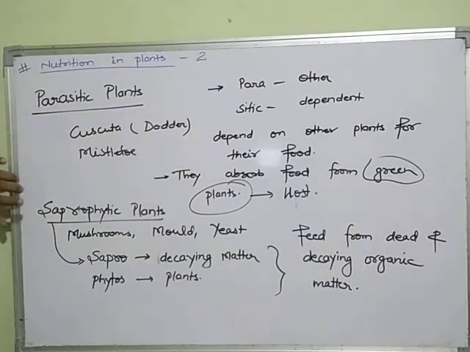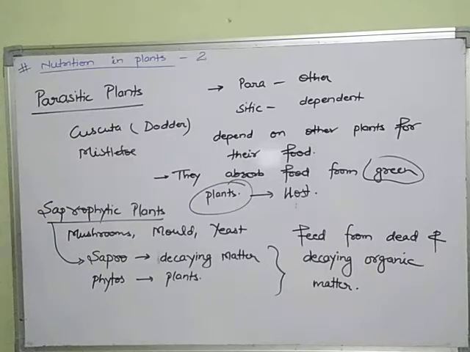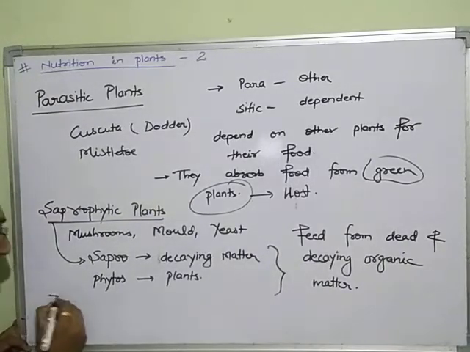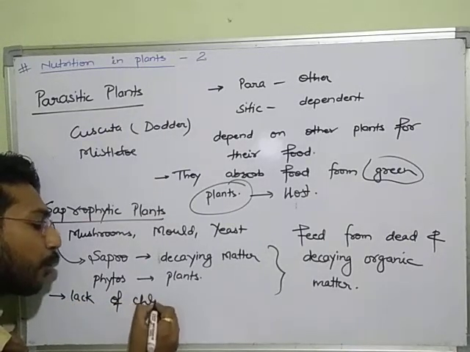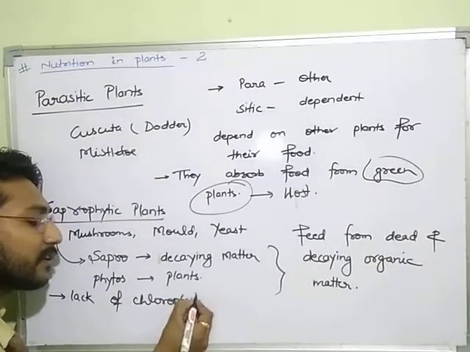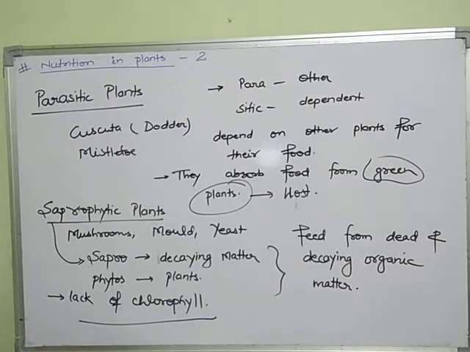One thing which is very common in saprophytic plants is that they lack chlorophyll, and thus they cannot prepare their own food by the process of photosynthesis. That is the reason why they cannot prepare their food with the help of photosynthesis. They secrete digestive juices on the dead and decaying matter, converting them into solution and absorbing nutrients from them.